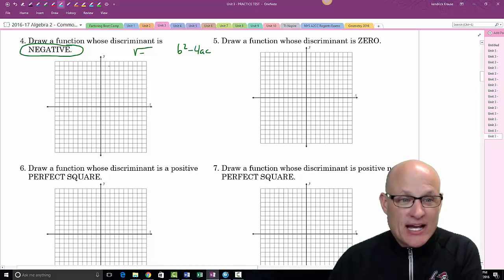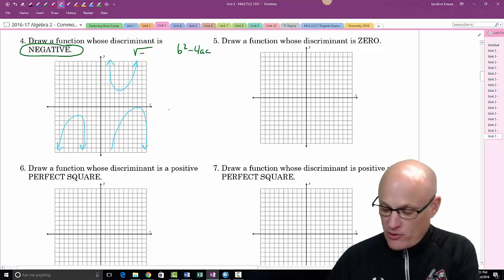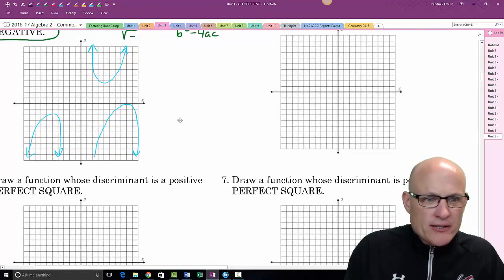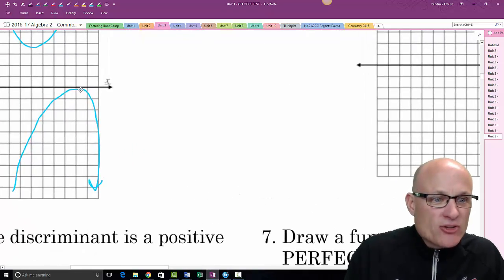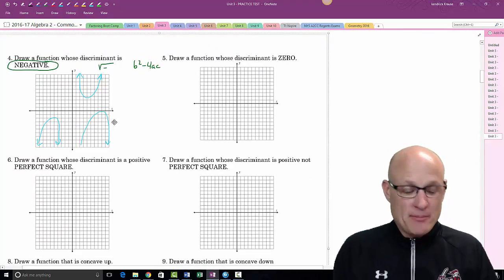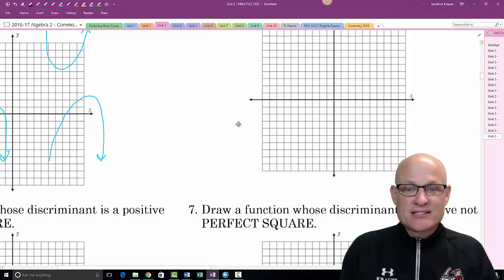So when I graph it, I've got to graph something that looks like this, never hitting the x-axis. I could graph that. I could graph that. I could even graph this. No, if I blow that up really a lot, you'll see I didn't touch. So anyway, that's what having a negative discriminant means. It means that the quadratic will not touch the x-axis.